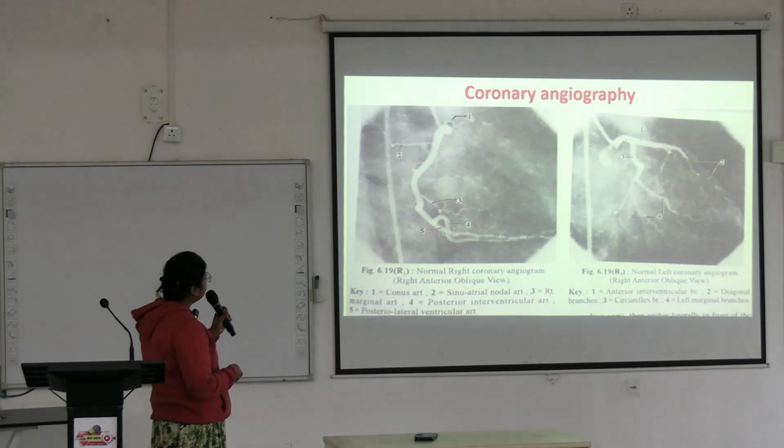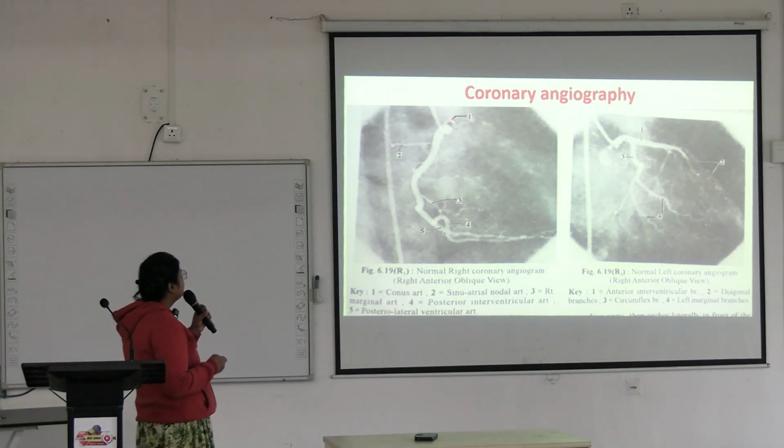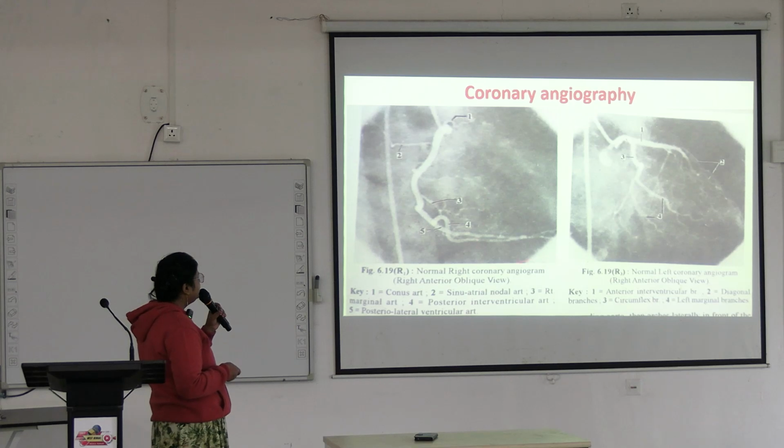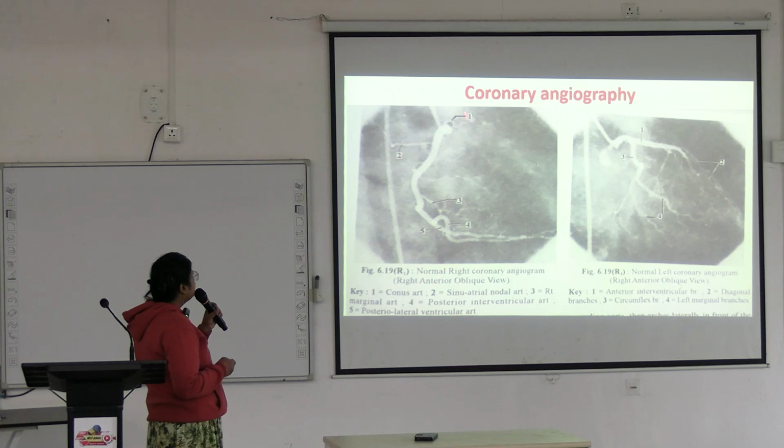Okay. See, this is the normal coronary angiogram. Here is the right coronary artery and its branching has been shown. Okay, 1 is the conus artery, 2 is the sinoatrial nodal artery, 3 is right marginal artery, 4 is posterior interventricular artery, 5 is posterior lateral ventricular branch.